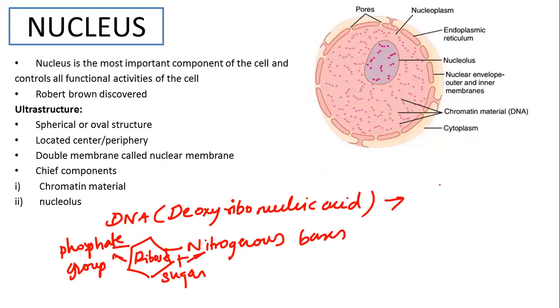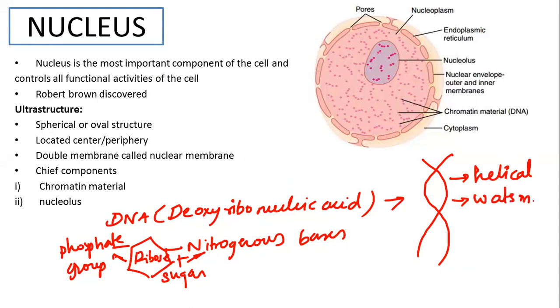When you see this DNA, it is helical in shape. You could have seen this. This shape is called a helical shape, and this structure was proposed by Watson and Crick.